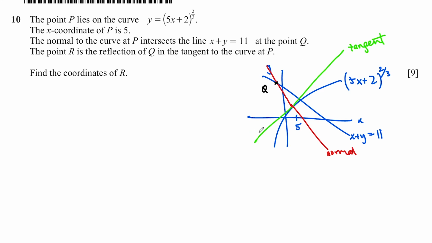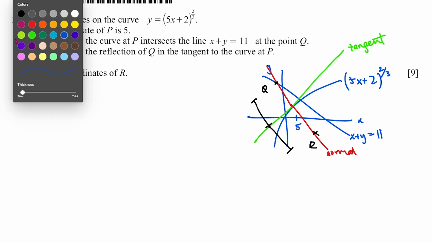What's useful here is that we know the normal and the tangent are perpendicular to each other already. So we can directly take the distance of this and double it so that we know this is R. It lies on the same line. Okay, so we want to find R, alright? So it's a 9-mark question. So let's try and slowly do this.